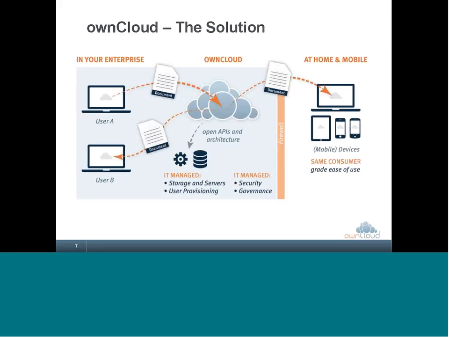So the previous picture gets redrawn a little bit when you think about how you use OwnCloud. You still have user A and user B, but now when user A and user B want to share information and share a document, you're sharing it through our own servers running in your data center. And they're your servers in your data center with your storage. It's integrated with your authentication mechanisms. So you provision and deprovision users.